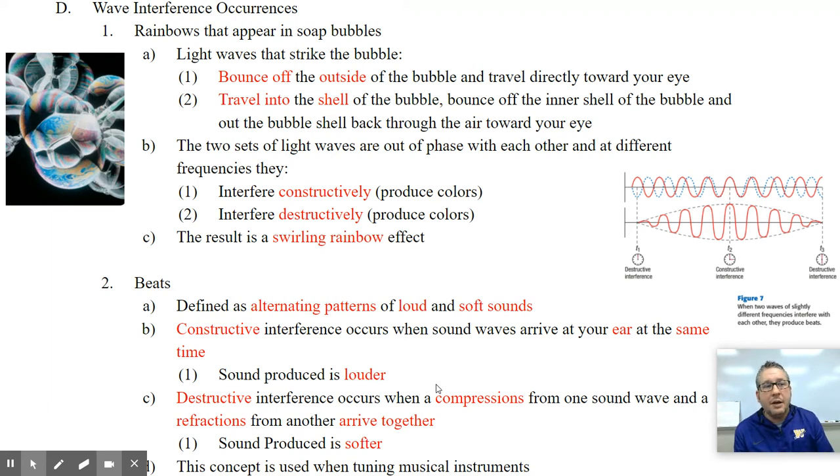We have beats, okay? Beats are defined as alternating patterns of loud and soft sounds. Constructive interference occurs when sound waves arrive at your ear at the same time. So the sound that is going to be produced or perceived by your ear would be louder. If we have destructive interference, this is going to occur when compressions from one sound wave and rarefactions from another arrive together. So this gives us the sound of softer loudness.